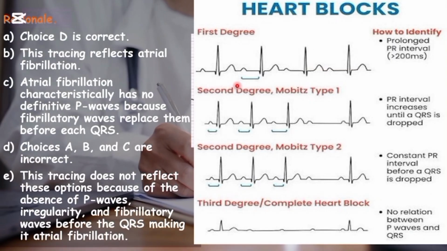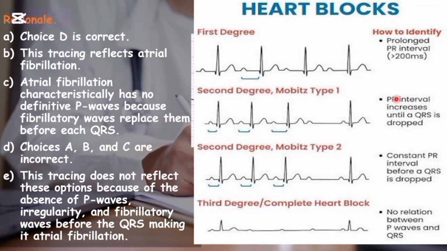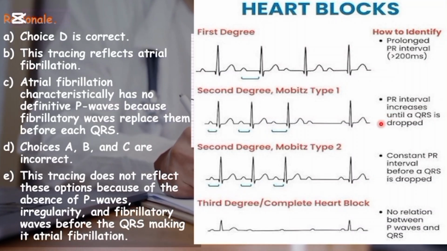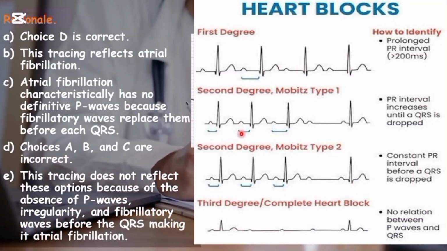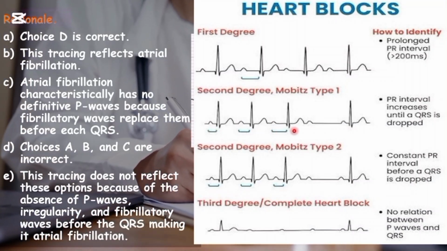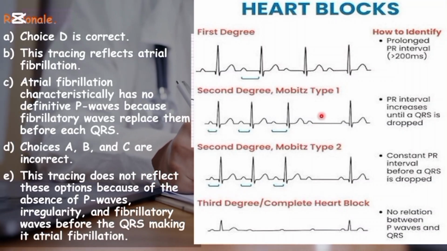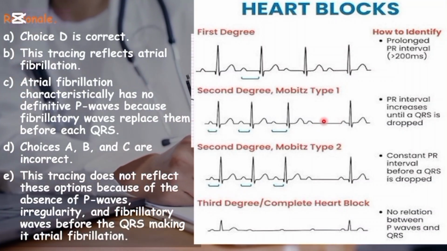For the second degree type 1, also called Wenckebach or Mobitz type 1, here the PR interval tends to increase progressively. You can see this distance here. This one is long, longer, longest. So there's that progressive increase in the PR interval, and that tends to happen until we have a scenario whereby the QRS is dropped. So that's what we call the second degree or Mobitz type 1.